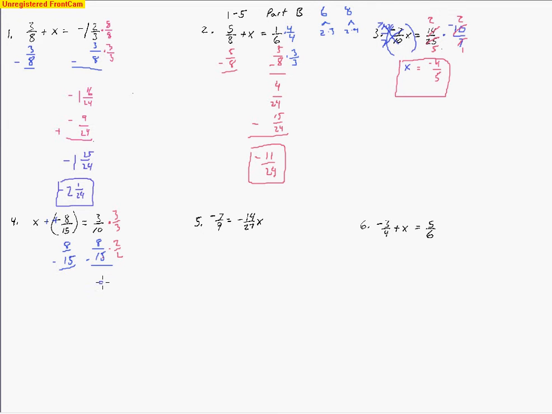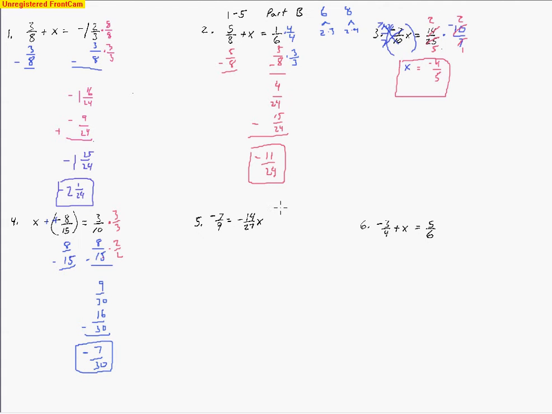So now I have 9/30, and I'm going to take away 16/30. So when I do that subtraction, 16 minus 9 gives me 7/30. And that is a negative because I have more negatives than positives. So negative 7/30 is our answer there for x.